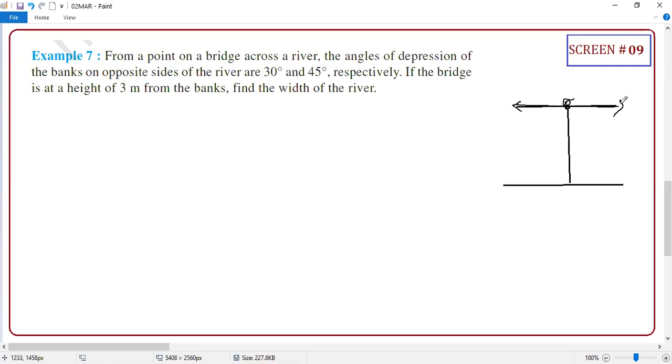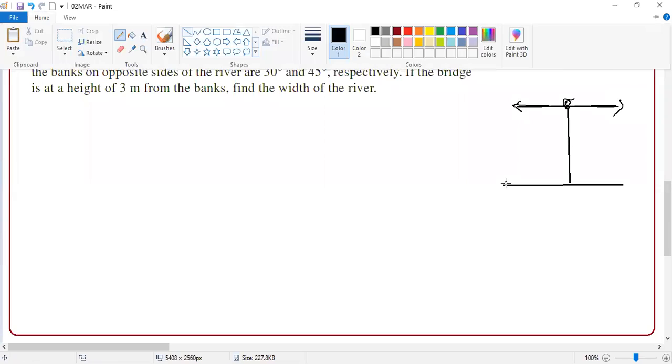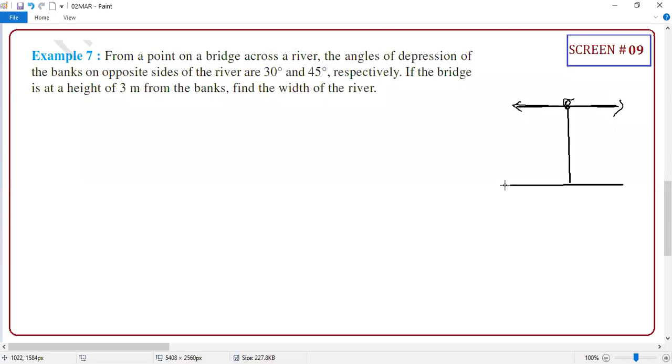If I put my eyes here, his horizontal line is either this side or this side. Now, from a point on the bridge, the angles of depression of the banks on the opposite sides of the river, which means what? Guys, this is one side of the river, this is the opposite side. Now depression: one side is 30 degrees, the other side is 45 degrees. Angle of depression, student, please remember. Now the bridge height is 3 meters. The question is, find the width of the river.